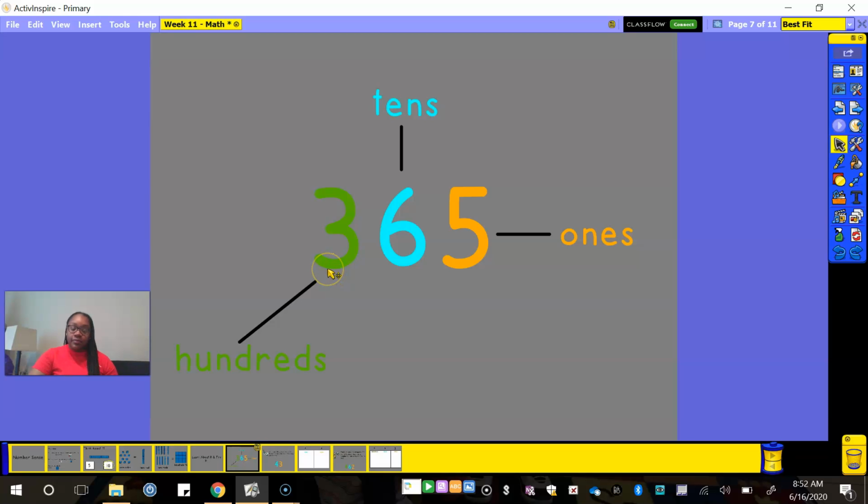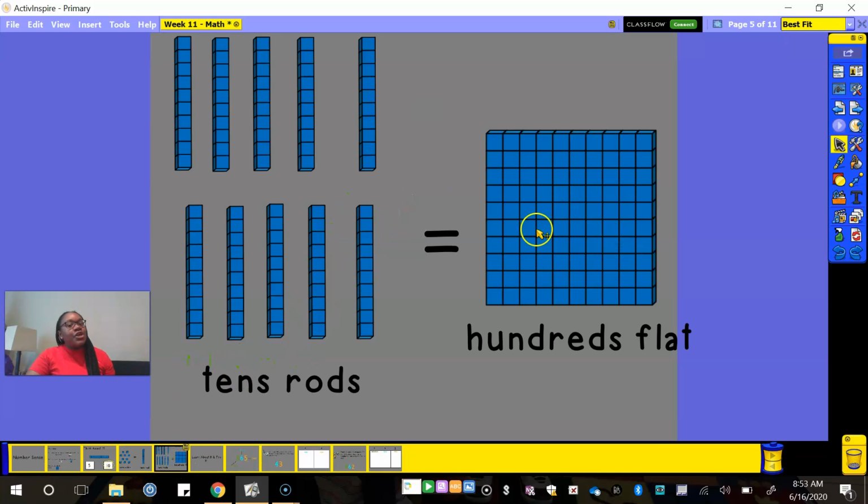Now my 3. This isn't just an ordinary 3. This 3 is in the hundreds place. So that means that this 3 is worth 300. That is such a big amount. And I don't want to draw 300 circles. So what can I do? I can use my hundreds flats, and I would only need 3 of these. Okay. So let's try to practice one.